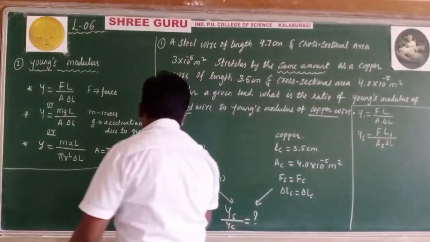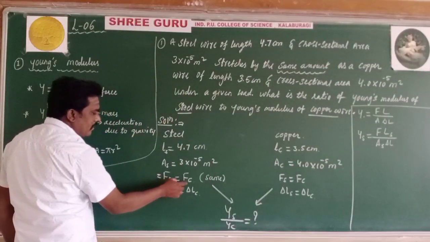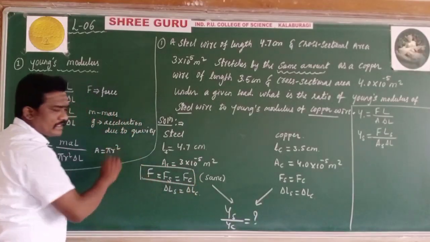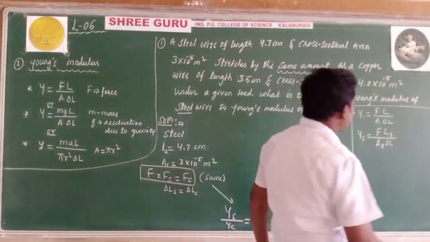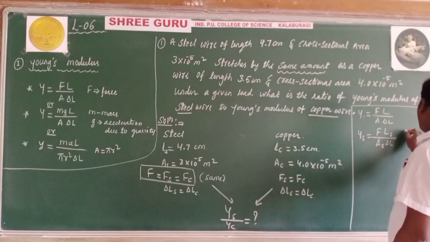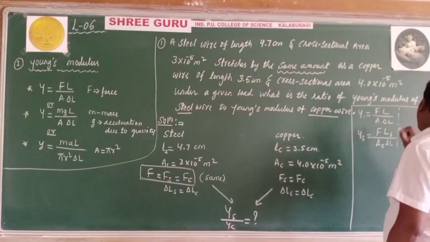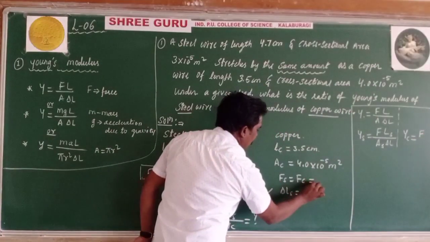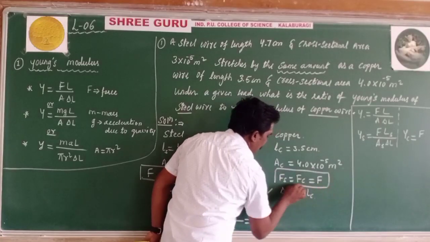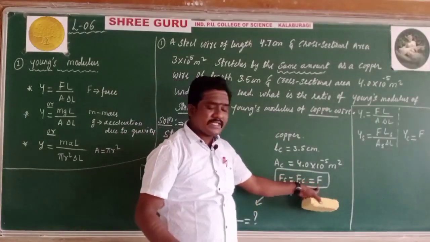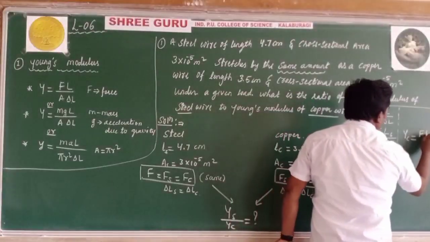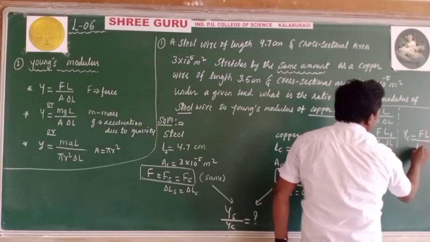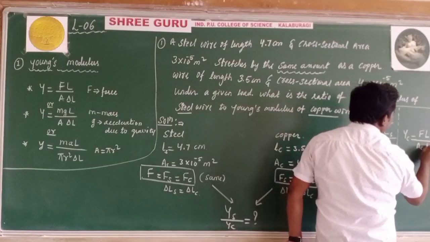Delta L is same. Otherwise, you write here that the force applied on the steel rod and the force applied on the copper rod are F, just considering as F. The force applied is same, just to mention as it is. Similarly, for Young's modulus of copper, the force applied is F. Why? Because the force applied on the steel rod and the force applied on the copper rod is F only. Length is different, that is LC, the copper length. And the area is different, that is the copper area AC. And delta L is same.